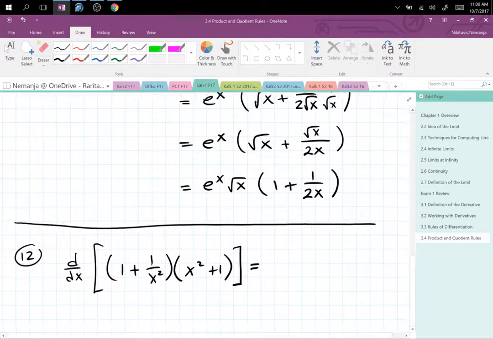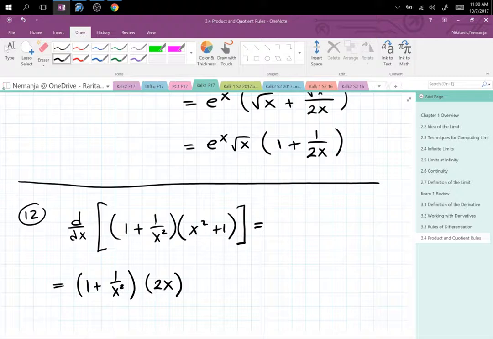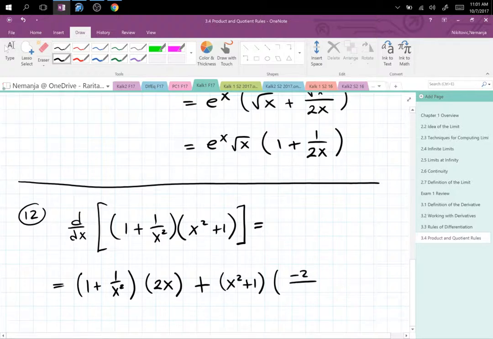All right, let's take a look. Copy the first times derivative of the second. Would you all agree it's just 2x? The derivative of x squared is 2x and derivative of 1 is 0. Okay, plus copy the second, which is x squared plus 1, times the derivative of the first. And that is negative, what? Over x cubed. Nice.